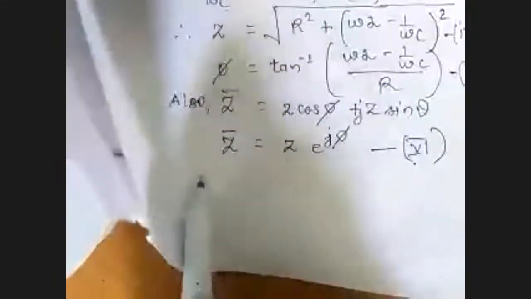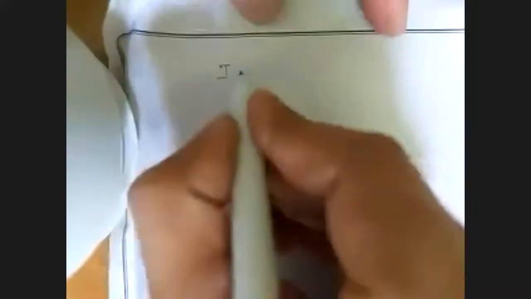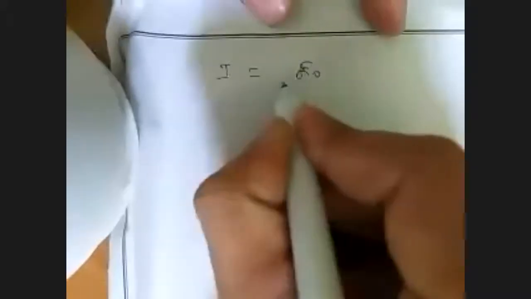So this Z bar is equal to Z times e to the power j phi. We will put this in equation number 2. So what are we going to get? I am going to the next page. So we will get the value of I equal to E0 upon Z e to the power j phi times e to the power j omega t.